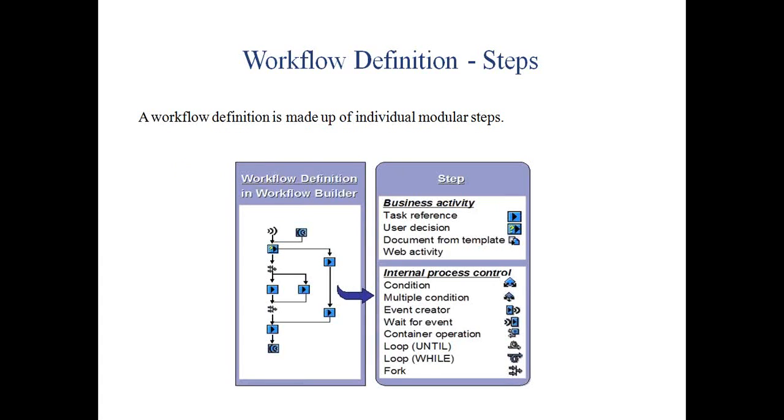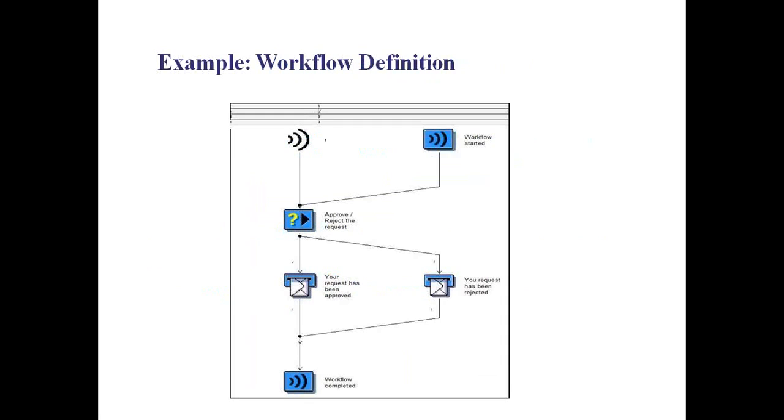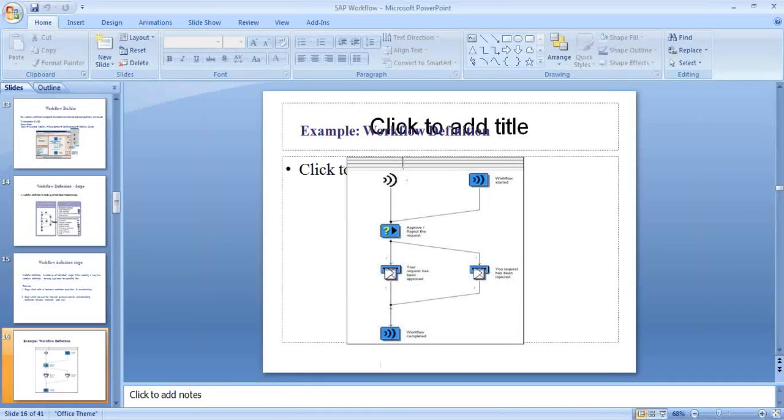Next, the workflow definition steps can be divided into two categories. First one is business activity and the second one is internal process control. In business activity, we have task reference, user decision, document with template, web activity, and in internal process control we have condition, multiple condition, loop, while. All these steps will be discussed in detail in regular classes, and with the help of these steps we design our workflow.